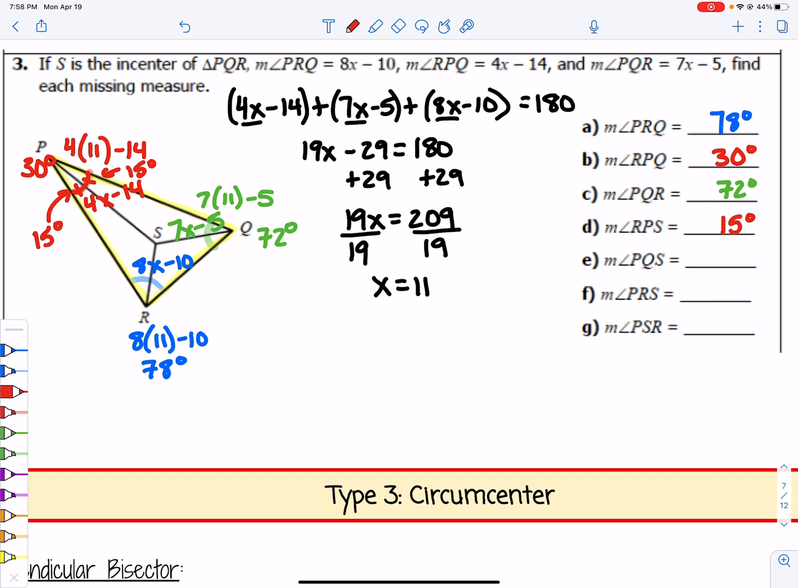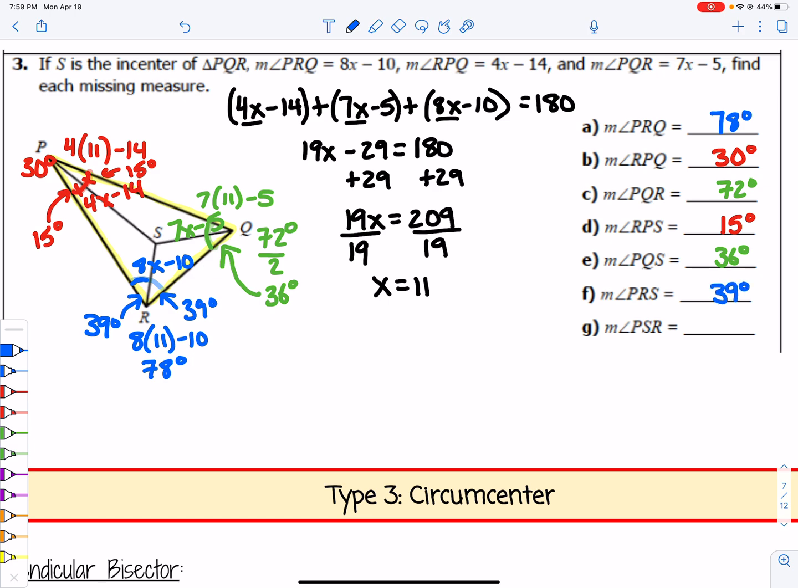And then PQS is down here with the green angles. So if we divide 72 by 2, we get 36 degrees for each one of those, if they ask for the other one. And then the measure of angle PRS is half of the blue angle, because PRS is right here. So half of 78 would be 39 degrees for each one of those angles, because each one is bisected. That's how an incenter was created, by angle bisectors.